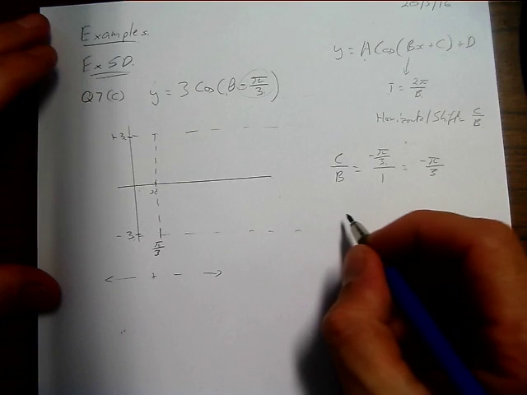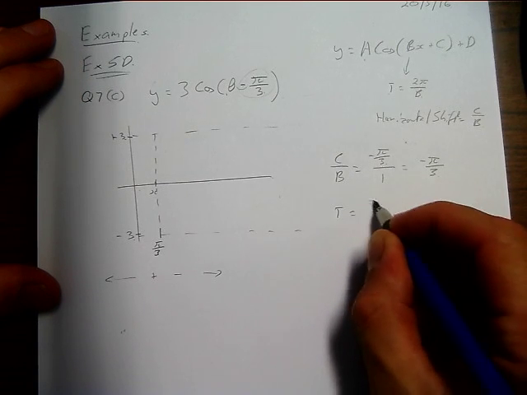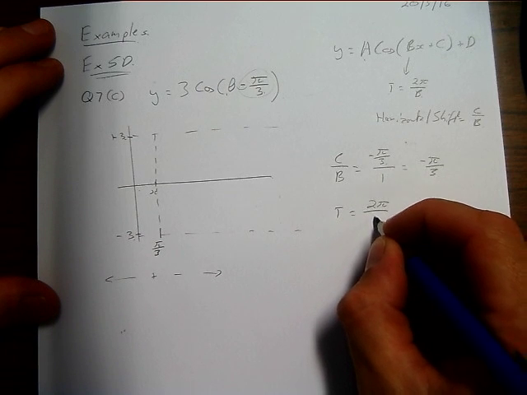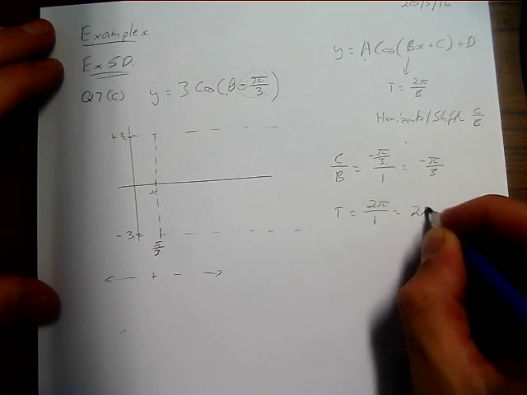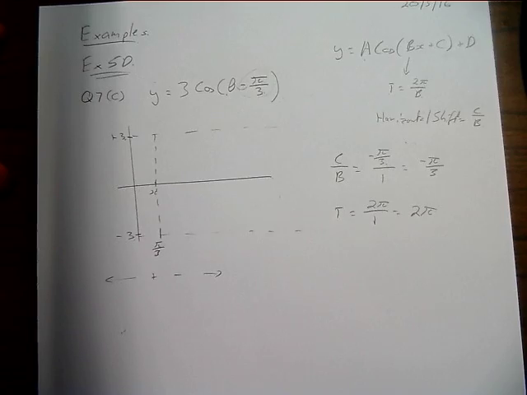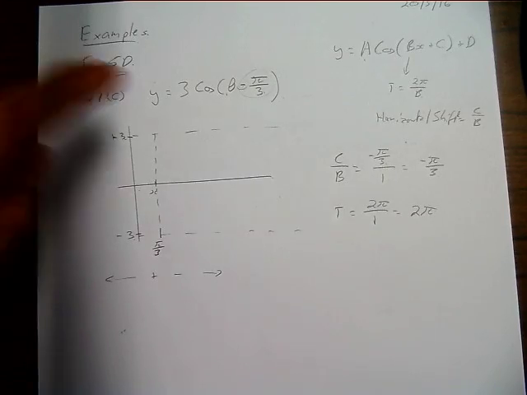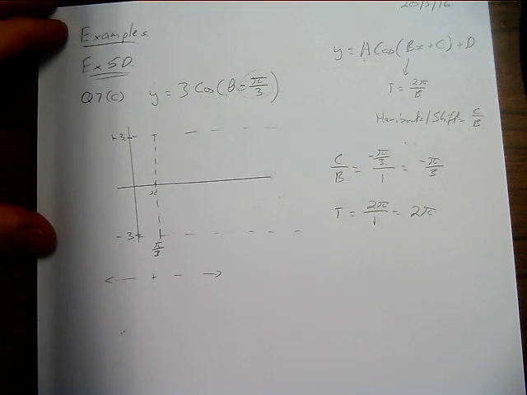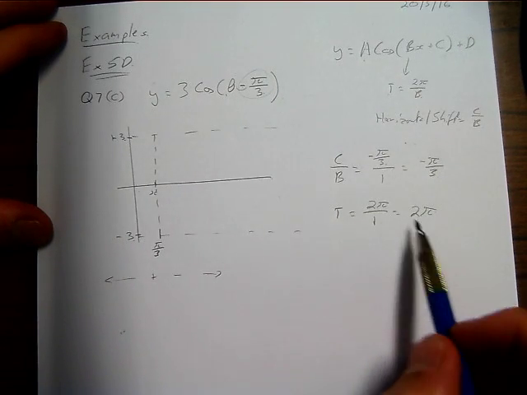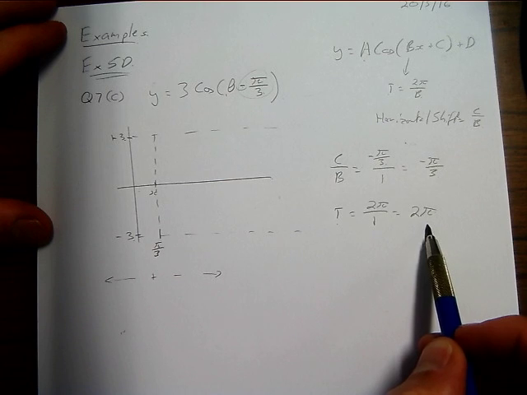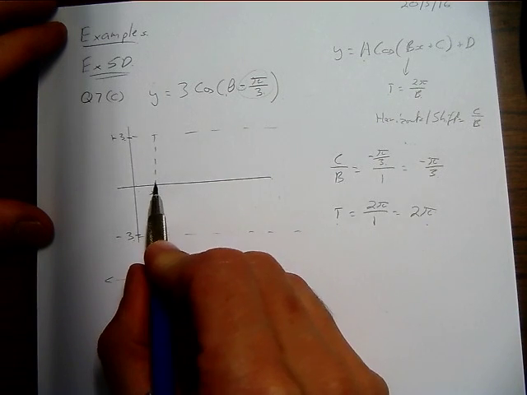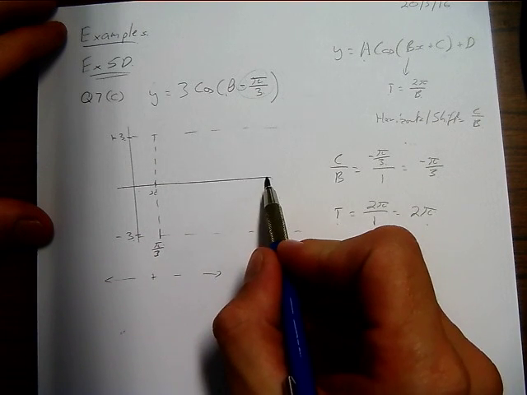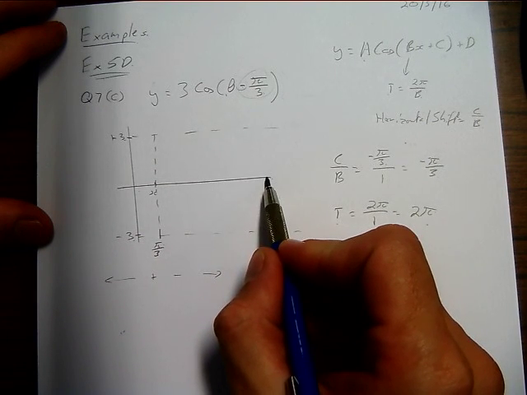Okay, so what's my period? 2 pi on B, sorry, B is 1, so 2 pi. Our normal cos function has a period of 2 pi, and we have no change to the period here because we have no B value. Well, B value is 1. So our period is 2 pi. Now we've shifted the front of our box forward by pi on 3, so the end of our box has to shift by pi on 3 too.